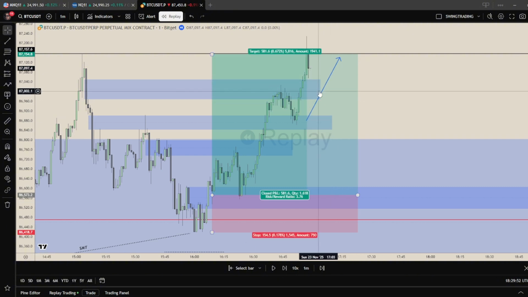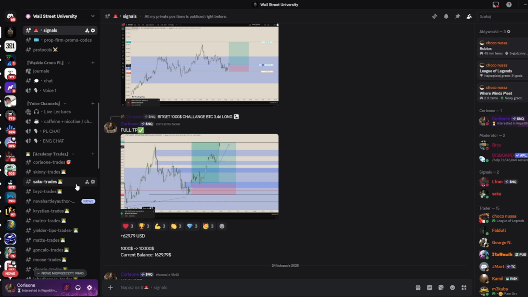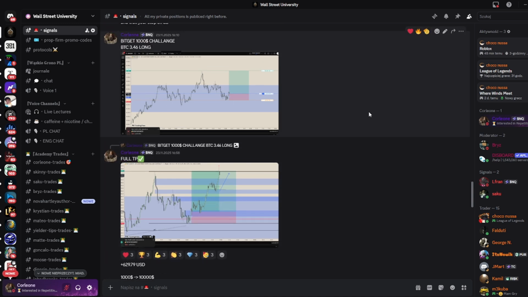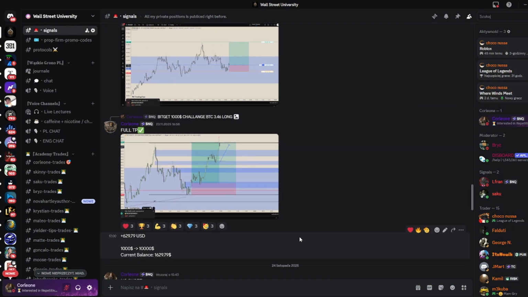Look, beautiful, beautiful trade. $1,630 made with my Discord, because I'm the owner of Wall Street University. I'm teaching for free, but the Signal group that I posted this trade in is premium. I'm right now at the start of the challenge, where I'm going to flip $1,000 to $10,000 on the Bitget exchange. So current balance is right there.